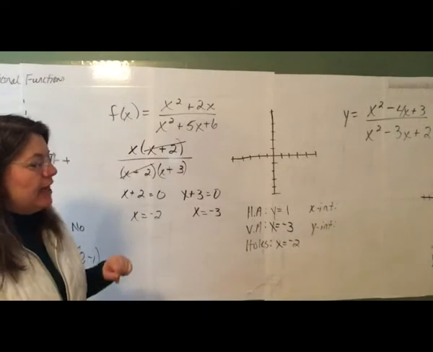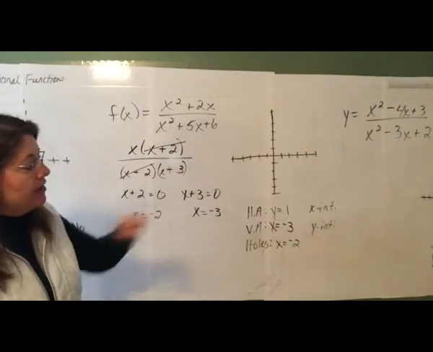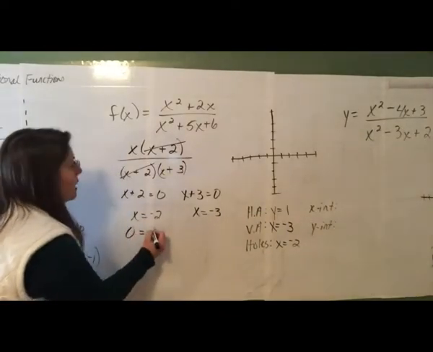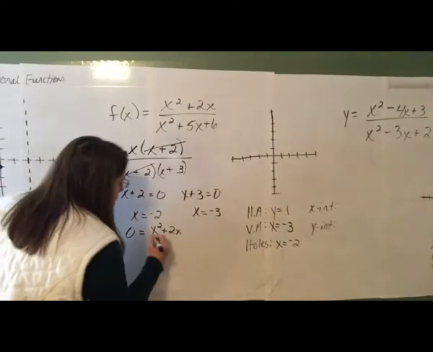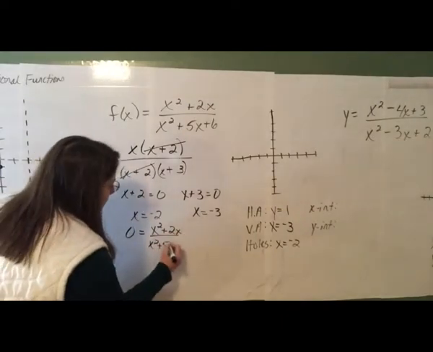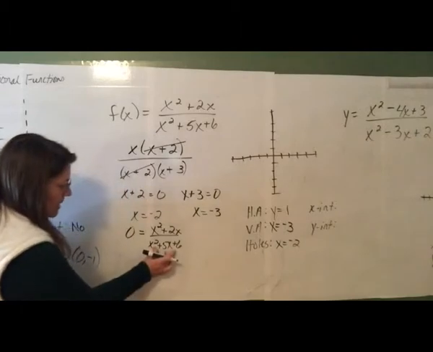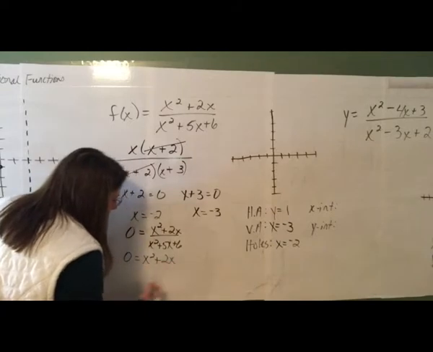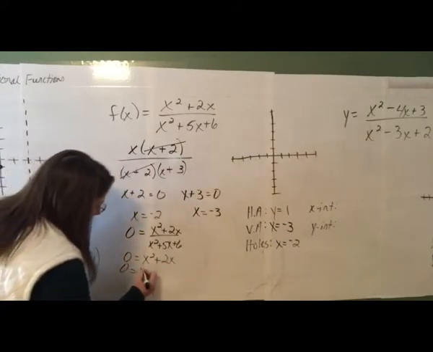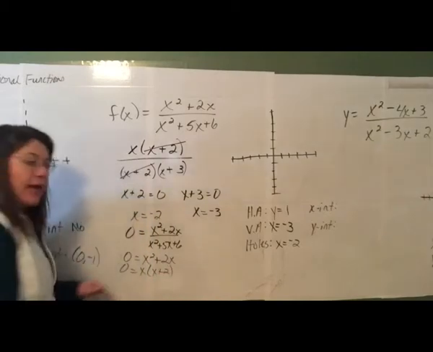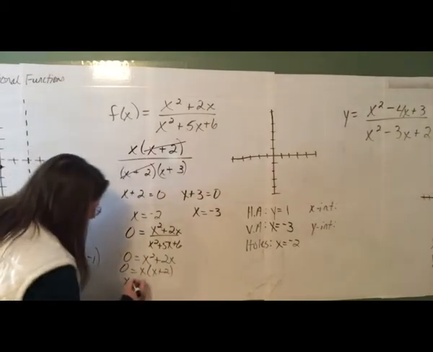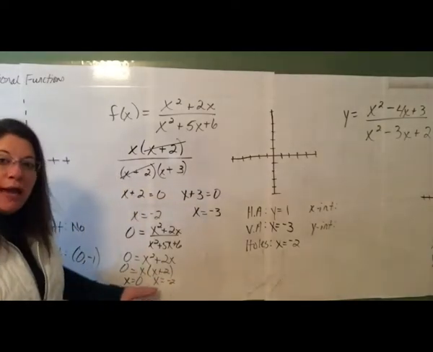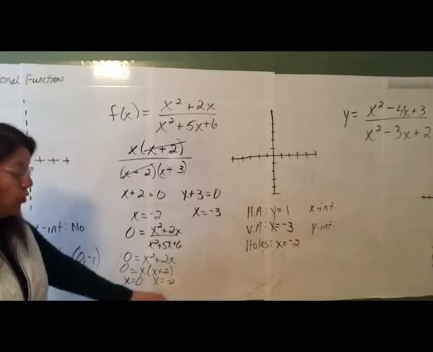The next thing I have to find is the x and y intercepts. To find the x-intercept, I set y equal to 0. So if I set that equal to 0, 0 equals (x squared plus 2x) over (x squared plus 5x plus 6). If I multiply the denominator over, I'm going to have 0 equals x squared plus 2x. If I factor this, I take out the x and have x plus 2. So that gives me two answers, x equals 0 and x equals -2. So that means we have two x-intercepts here, and there's nothing wrong with that. We can have more than one root, right?